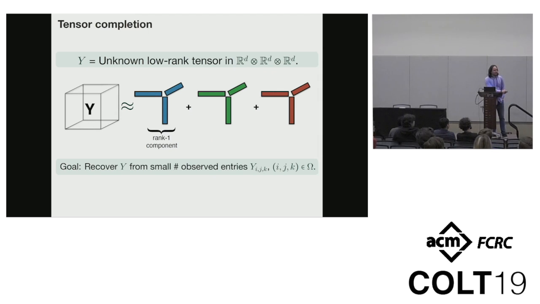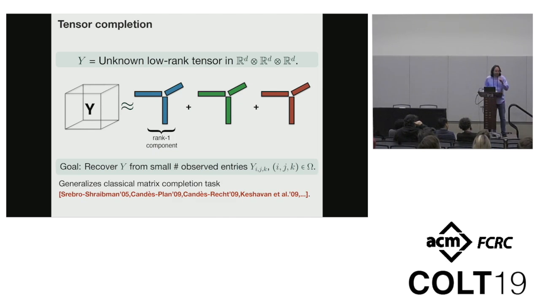So in tensor completion, we have an unknown low-rank tensor, and our goal is to recover the tensor from a small number of observed entries. For this talk, when I say an unknown tensor, what I mean is just a d by d by d array, so like a 3 tensor. And by low rank, we just mean that it decomposes as the sum of a small number of rank 1 components. So, if you're familiar with the classical matrix completion task, this is just a natural higher order generalization.